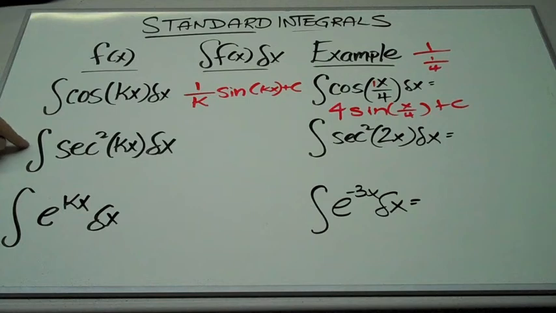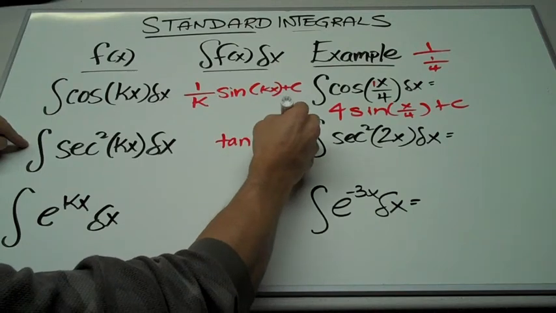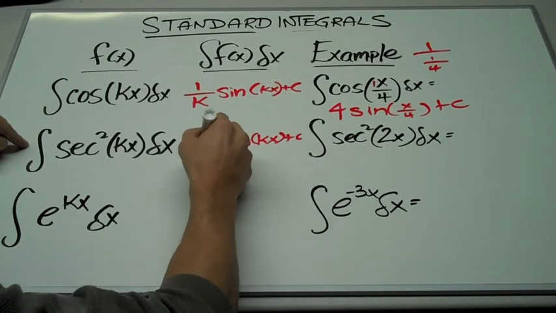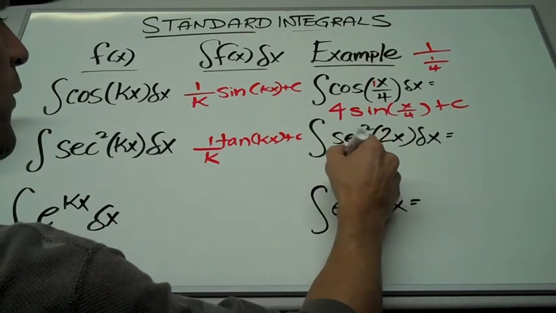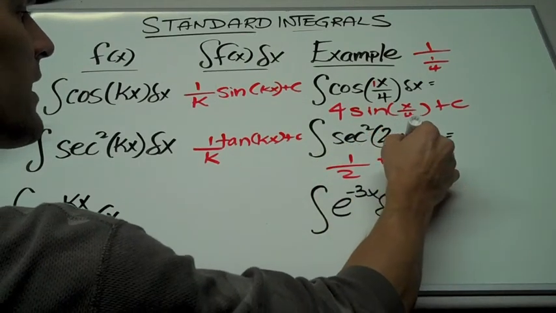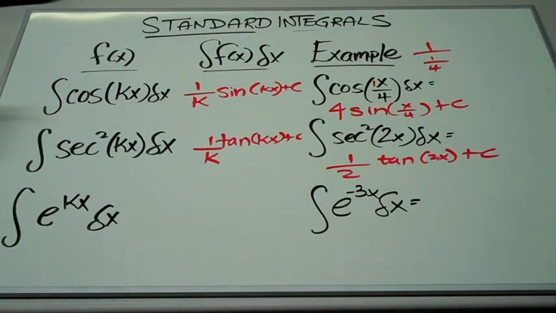If I have the integral of secant squared kx dx, I'm going to get tangent kx plus c all over k. For example, the antiderivative of secant squared 2x dx is 1 over 2 tangent 2x plus c. Again, it's sort of the opposite of the chain rule. We have to divide by whatever that constant is there.